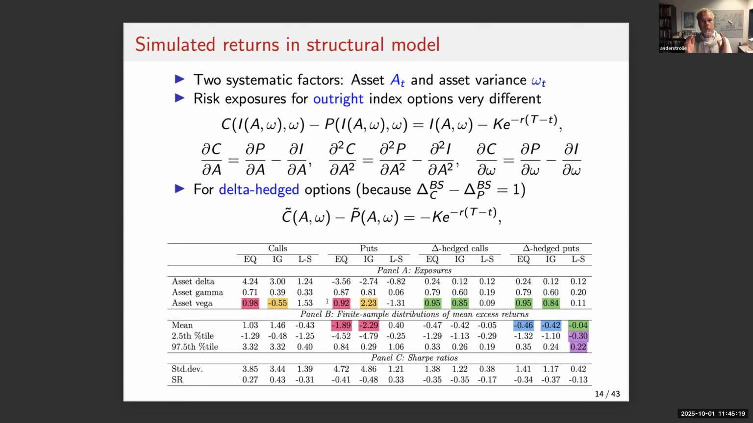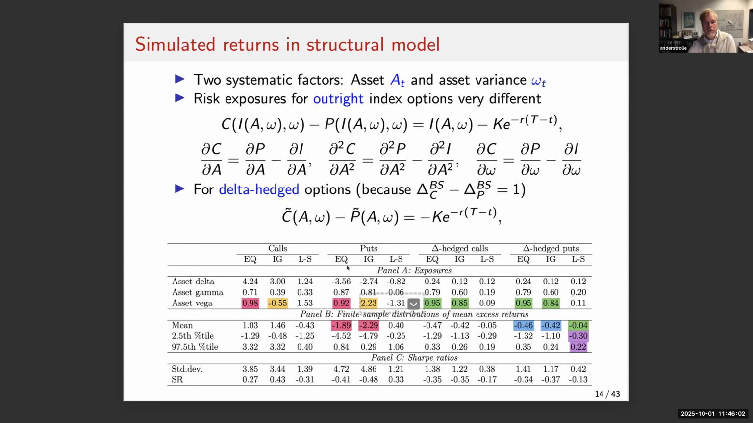And so in our model, we have these two systematic factors, an asset factor and a factor driving the asset variance. Now in panel A here, I'm showing the sensitivities, the Greeks: the delta, the gamma, and the vega with respect to the asset process. So it's the delta and the gamma with respect to the A factor, and the vega with respect to the omega. And I do that for outright calls and puts, equity and credit.